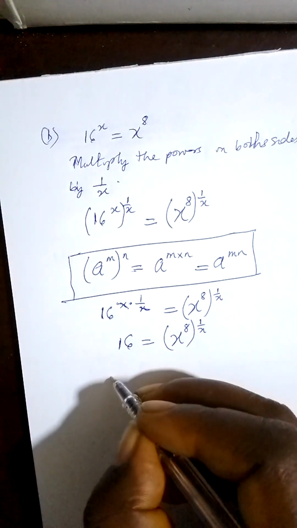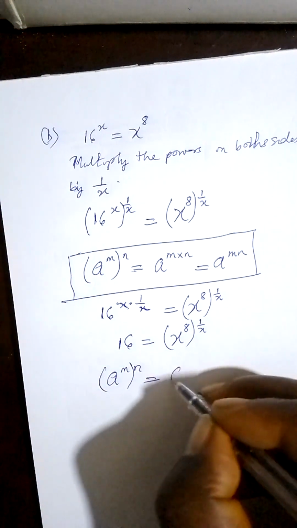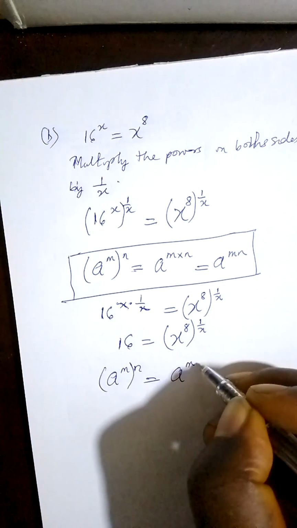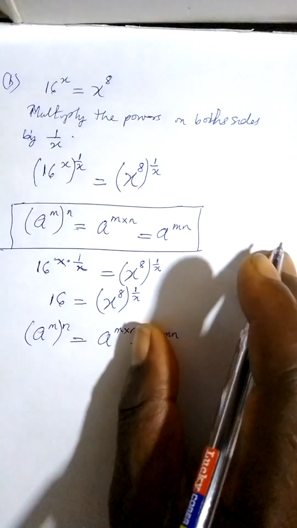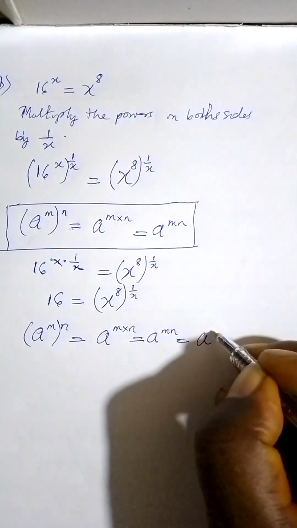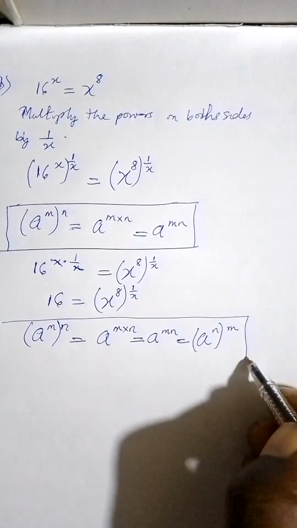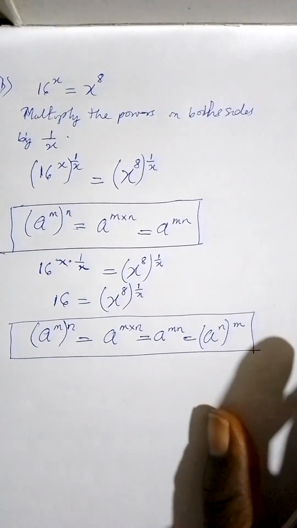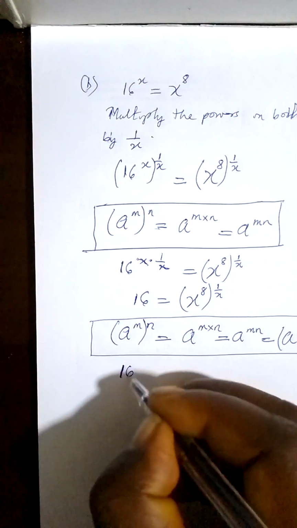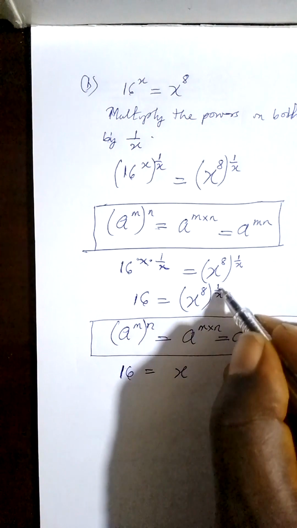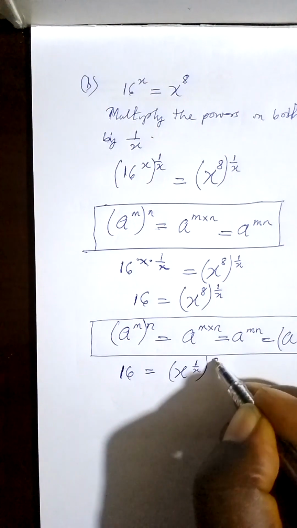Now, I'm also going to apply this. If you have a to the power of m, all to the power of n, this is the same thing as a to the power of m times n, which is a to the power of mn, which I can also write as a to the power of n, all to the power of m. So I'm going to apply this to the right hand side. So the right hand side becomes 16 equal to x. According to this rule, the 1 over x goes inside and then the 8 comes out.